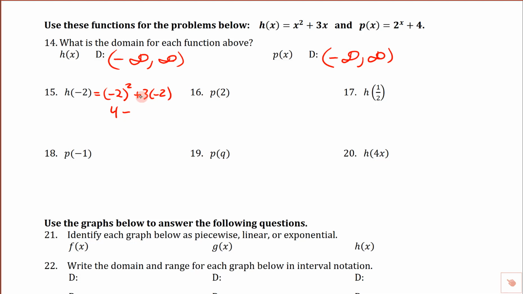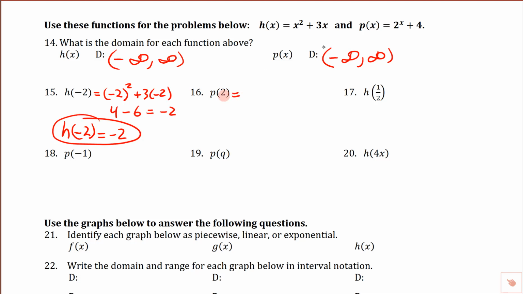And then this is going to be 3 times negative 2. That's going to be a negative 6, so we get a negative 2. So oddly enough, h of negative 2 is negative 2. So I'm going to go ahead and circle that guy right there. And on to the next one, p of 2.